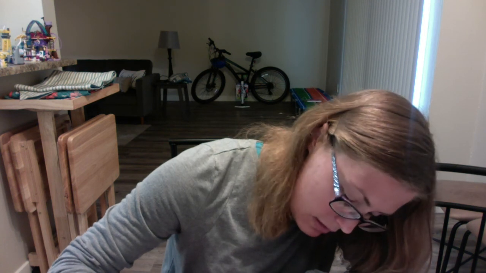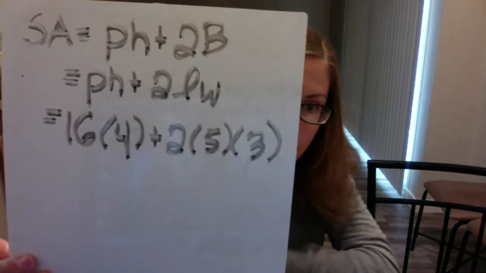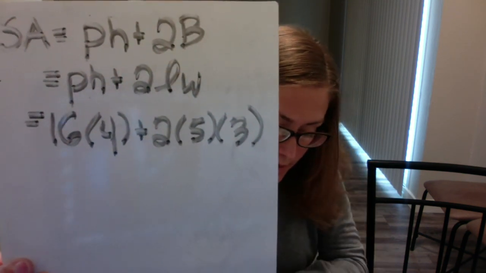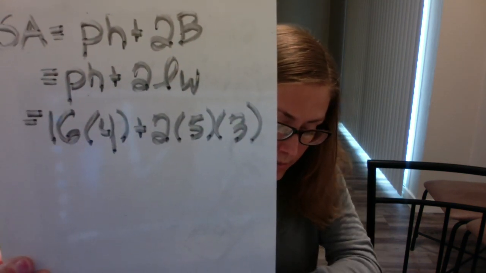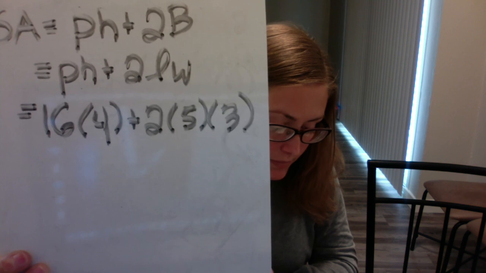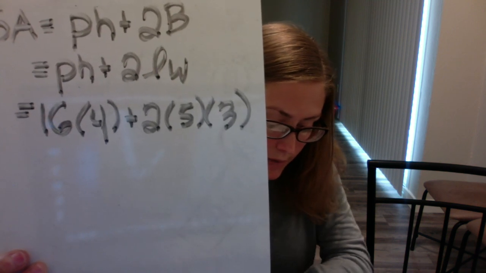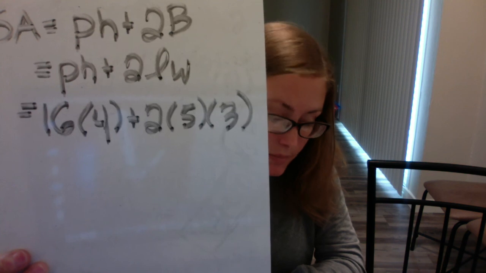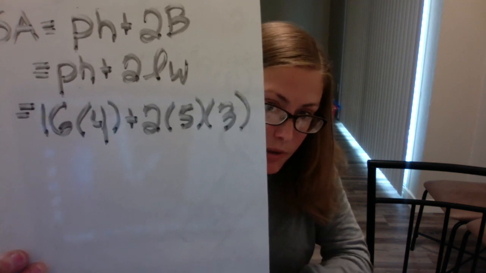which is equal to our perimeter times our height plus 2 times our length times our width, which is equal to 16 times 4 plus 2 times 5 times 3. Perimeter is 16 because we have 5 plus 3 plus 5 plus 3 to find the bottom. It's perimeter of the base. That means that our base is 5 times 3 to find the area of our base. And that makes our height 4, the only other number that we have.